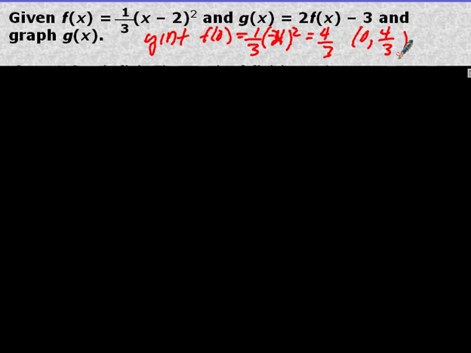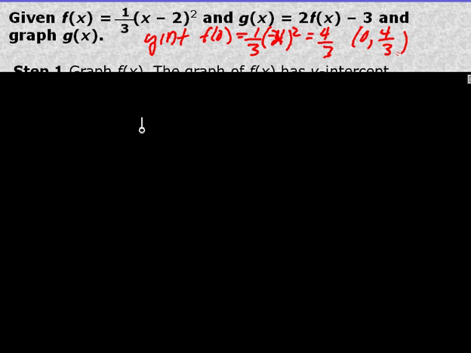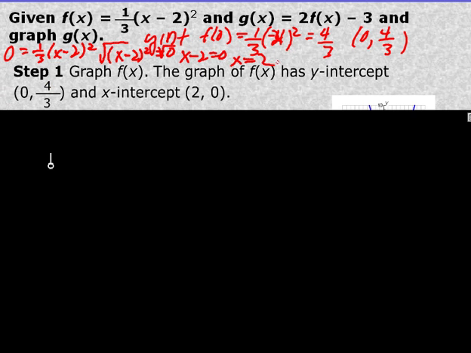For your x-intercept, you're going to set f of x equal to 0 and solve for x: 0 equals 1/3 (x minus 2) squared. Multiply both sides by 3, and you're going to get x minus 2 squared equals 0. Square root both sides, and you're going to get x minus 2 is equal to 0. Finally, x equals 2. So our original intercepts are 0, 4/3, and 2, 0.